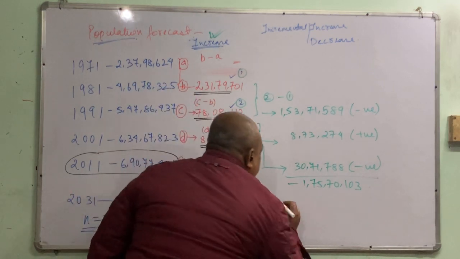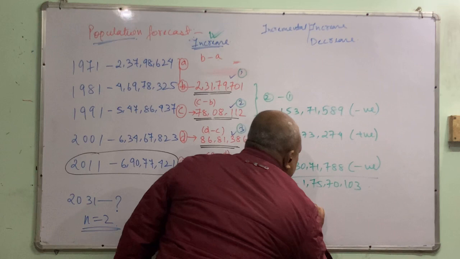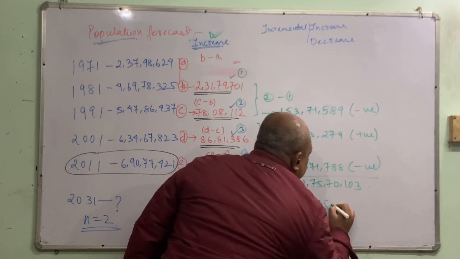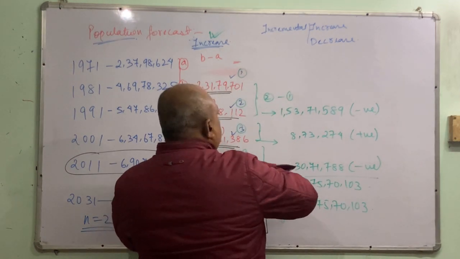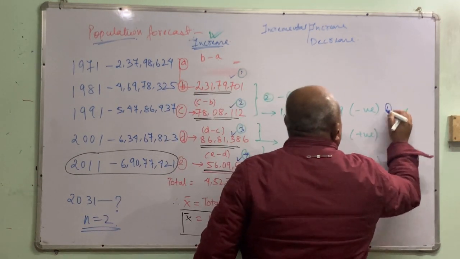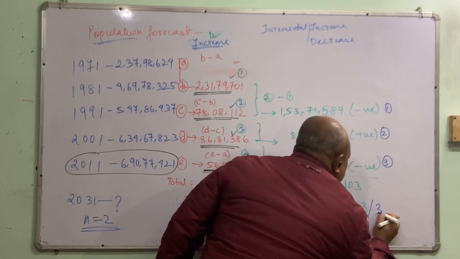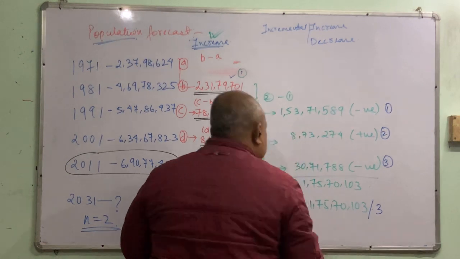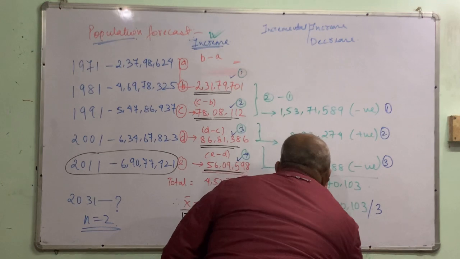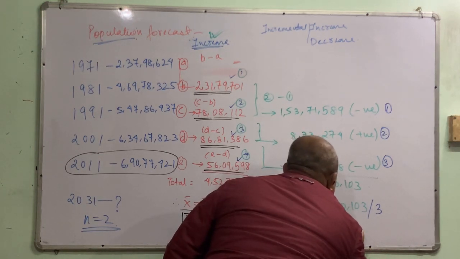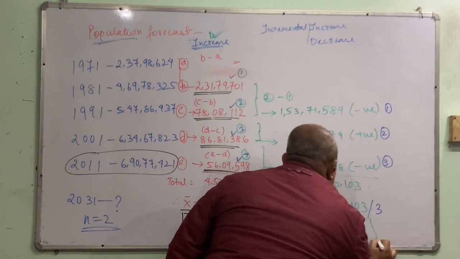Okay. Now I told you y bar. Y bar is equal to this minus 175,70,103. How many values are here? Here you can see this is 1, this is 2, this is 3. So this is divided by 3. It's equal to minus 58,56,701. This is the y bar value.